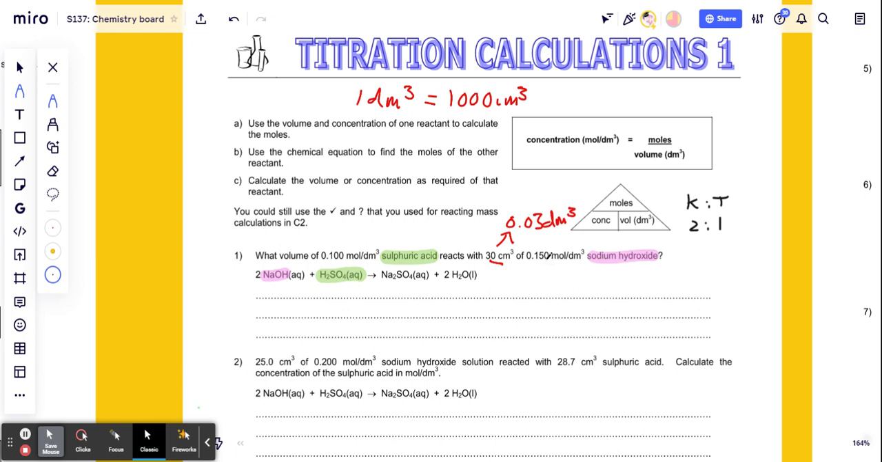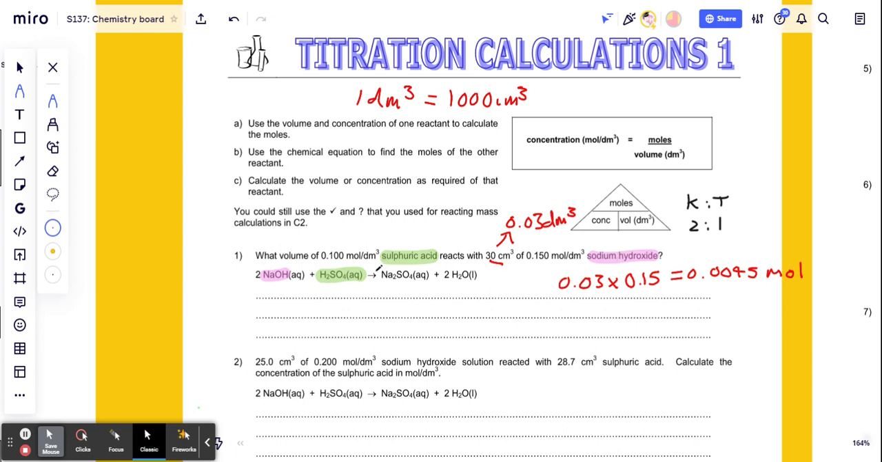If we know the concentration is 0.15 moles per decimeter cubed, then if I had 1 decimeter cubed, I would have that many moles. Again, the word if becomes important. If I had 1 decimeter cubed, but I don't. I have only 0.03 decimeter cubed of that. So to work out the number of moles, I'm just going to do the concentration multiplied by the volume. 0.03. In fact, can you work out how many moles of the known substance we have at the moment? So that's how many moles we've got of the known substance.